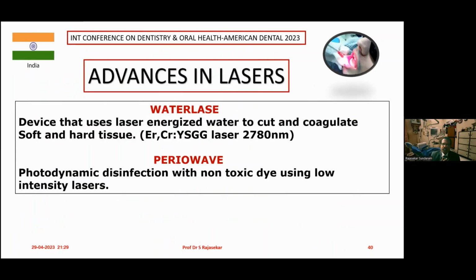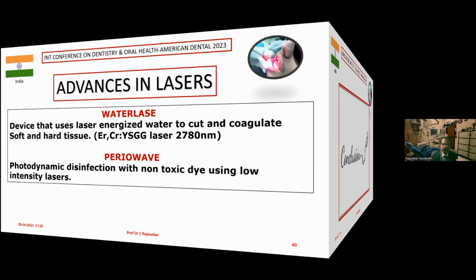So there are also certain advances in lasers. You can use Waterlase, which uses energized water to cut and coagulate the soft and hard tissues. And now PerioWave is coming up very well. It uses a non-toxic dye and works on the principle of photodynamic disinfection. And there are also lasers available for caries detection. So these are all the advances in lasers.